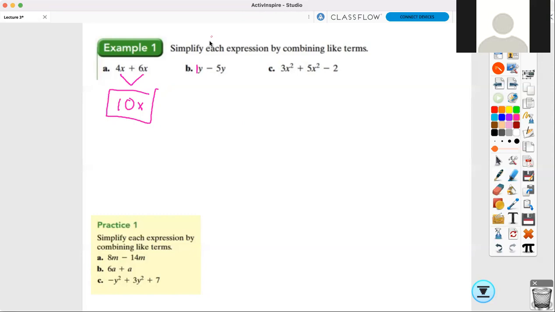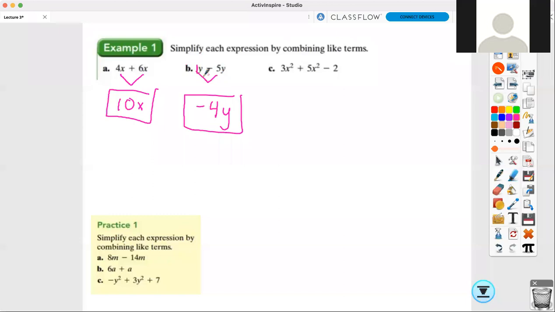So 1y minus 5y. So you have 1 banana, right? We're going to say y is bananas. You have 1 banana minus 5, but you need 5. You owe me 5 bananas. Well, once you give me the 1 that you have, what do you now owe me? You still owe me 4. Now, since you owe me 4, you can combine these two and get negative 4 bananas, or y.